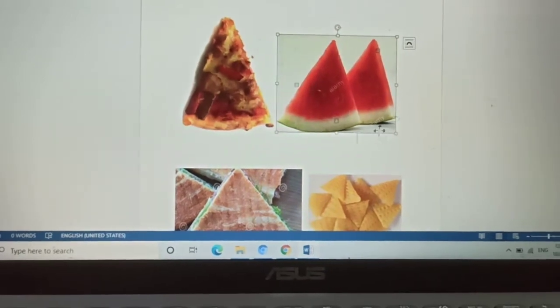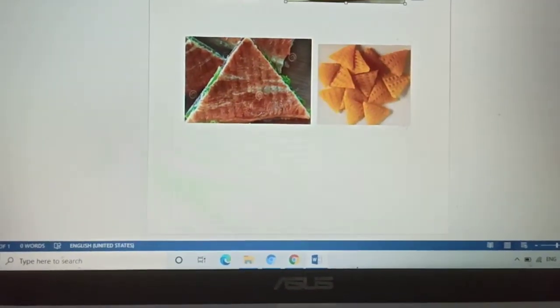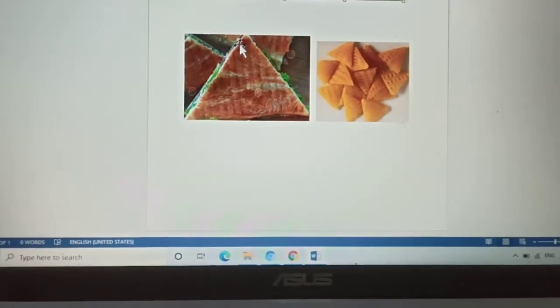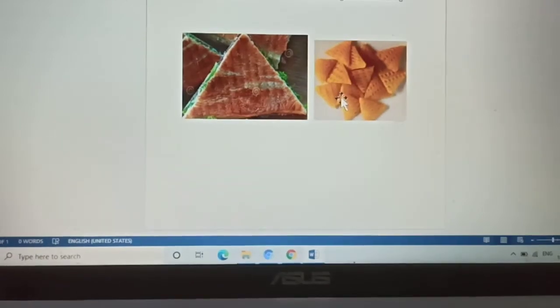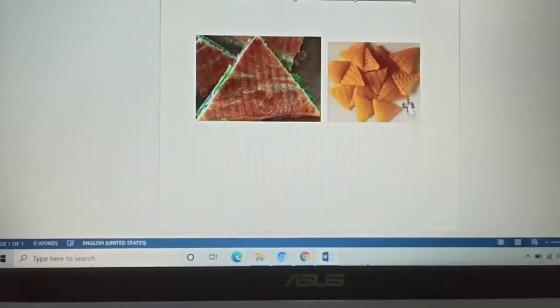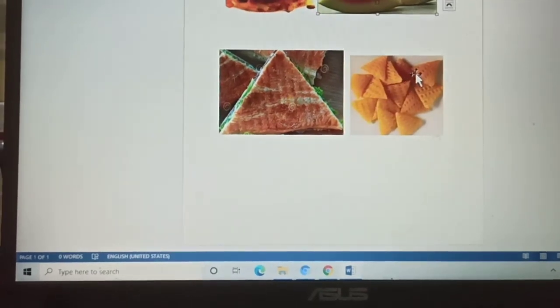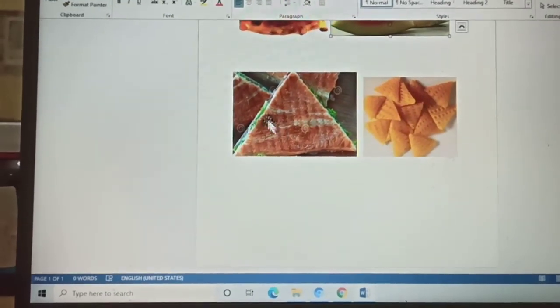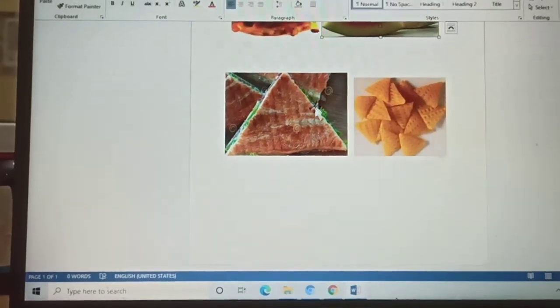And what is this? Sandwich, right? How does it look? Exact triangle shape. And here, your favorite chips, right? So this is also in triangle shape. In triangle, three sides are there. Two sides are equal in size.